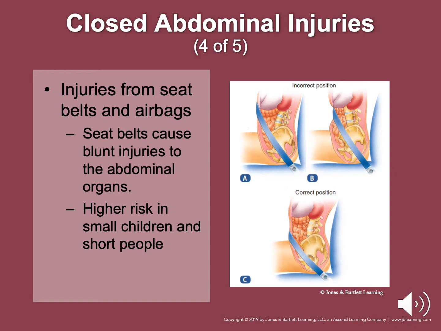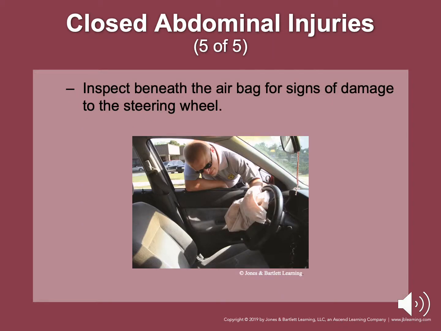Injuries from seatbelts: seatbelts cause blunt injuries to abdominal organs. If worn too high, they can squeeze the abdominal organs or great vessels against the spine. Small children and short people who are in the front seat of the automobile may be at risk of injury when the airbag is deployed. Inspect beneath the airbag for signs of damage to the steering wheel in these cases.